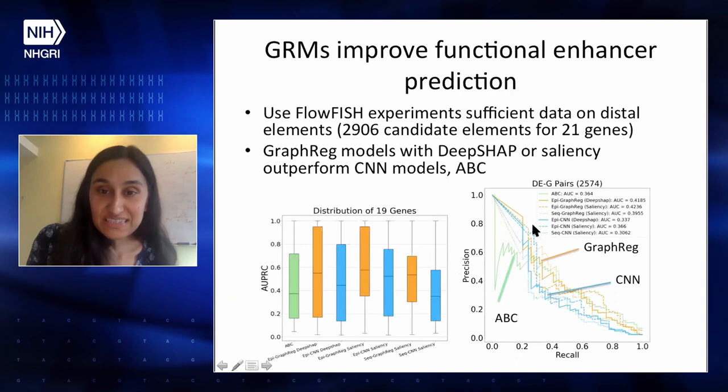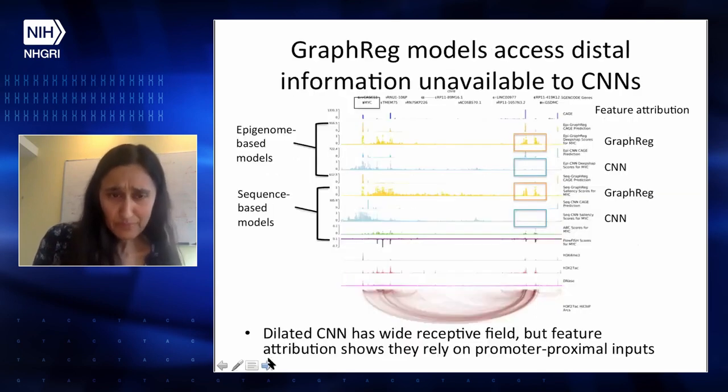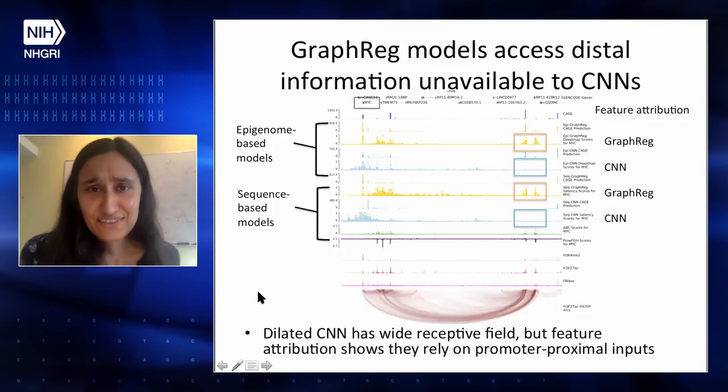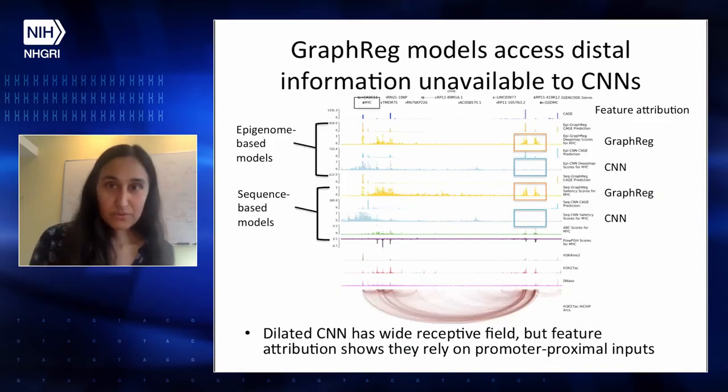Okay, and so what you can see is that we have higher performance for determining functional enhancers based on FlowFISH data, with the GraphReg models in orange versus CNN models or ABC. And just a final slide to explain why GraphReg can outperform CNNs for this task.